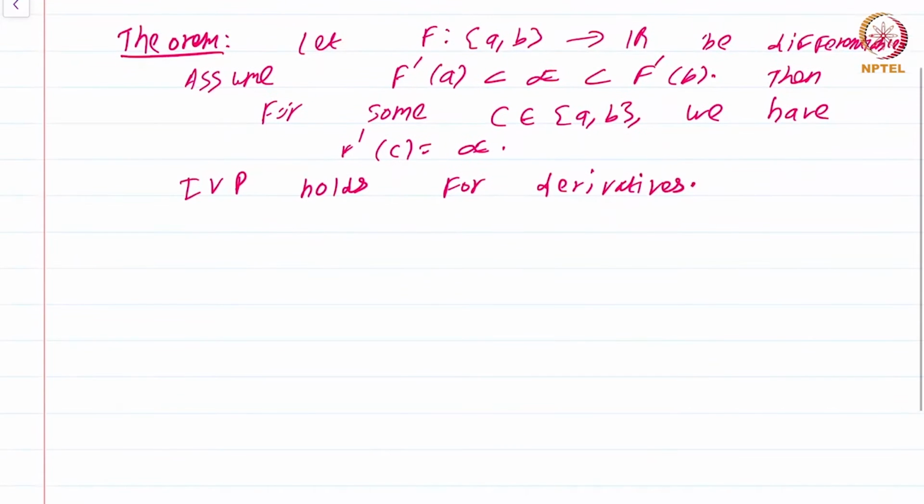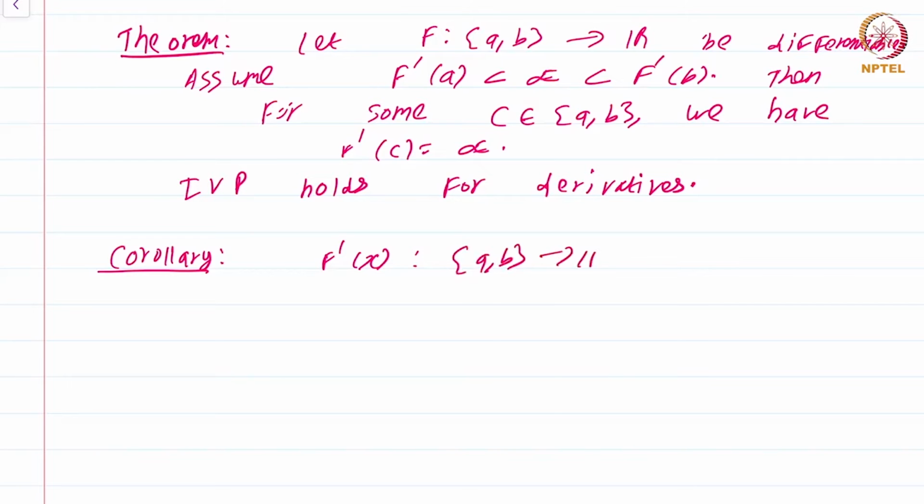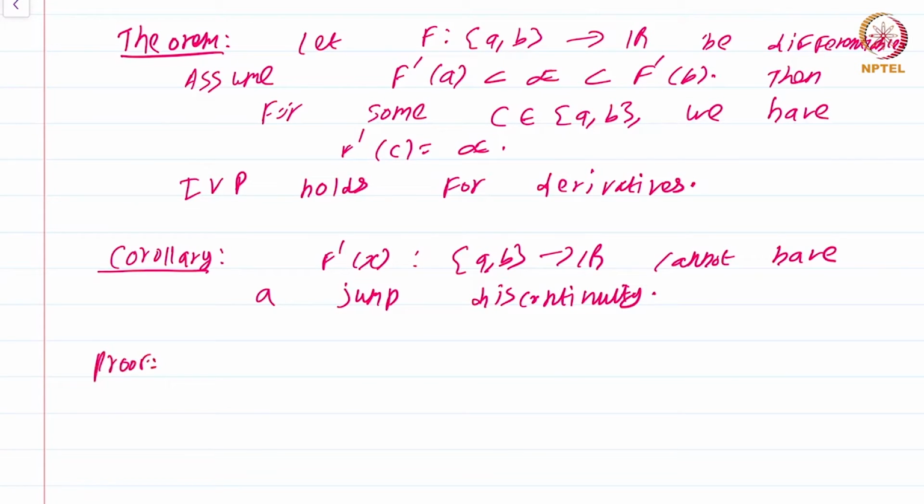Okay, before the proof, let me state a corollary. Corollary: f prime of x from [a, b] to R cannot have a jump discontinuity. Cannot have a jump discontinuity. The proof of the corollary is so obvious that I'm not even going to justify giving a proof.